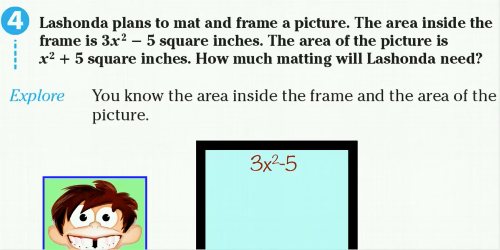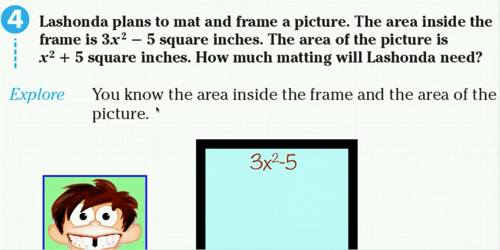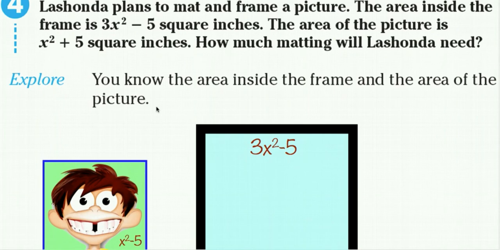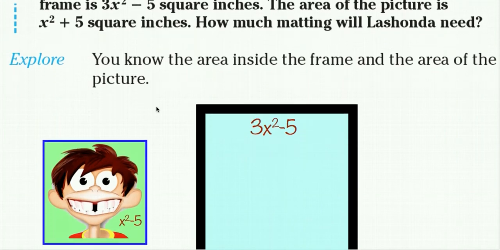Okay, and let's consider the last example, and let's talk about Lashonda. Lashonda plans to mat and frame a picture. The area inside the frame is 3x squared minus 5. How much matting will Lashonda need? Let's take a look at what we know. We know the area inside the frame and the area of the picture.